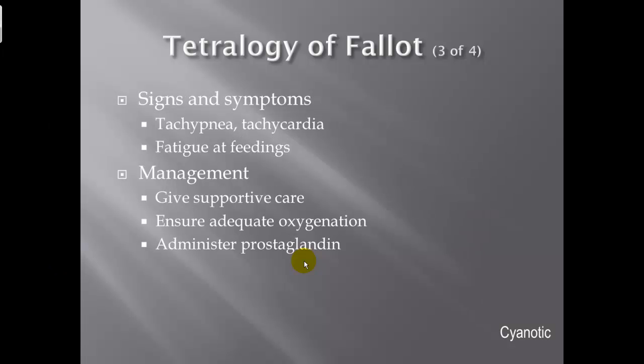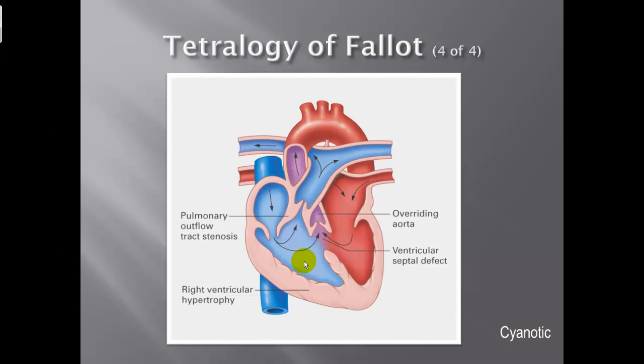Signs and symptoms of Tetralogy of Fallot: tachypnea, tachycardia, fatigue at feedings. Management: give supportive care, ensure adequate oxygenation, and administer prostaglandin, which is essentially going to keep a patent ductus arteriosus in place, which will allow for collateral circulation, depending on how severe the rest of the symptoms are. So there's a ventricular septal defect that essentially offsets the aortic semilunar valve towards the right.